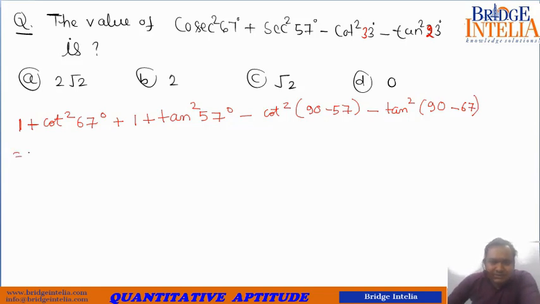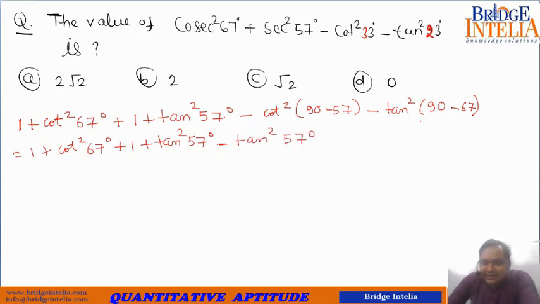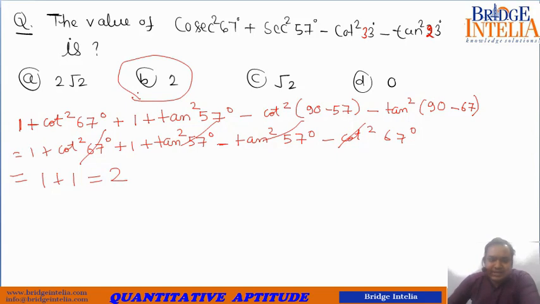So now you see this can be written as 1 plus cot square 67 degrees plus 1 plus tan square 57 degrees minus, so if you take cot of the complementary angle, it will become what? Tan. So minus tan square 57 degrees. Similarly, here is the use of complementary angle. So the complementary of tan becomes what? Cot. So minus cot square 67 degrees. So you see these terms cancel each other out. So all you are left with is 1 plus 1, which comes out to be equal to 2. So 2 is the answer.